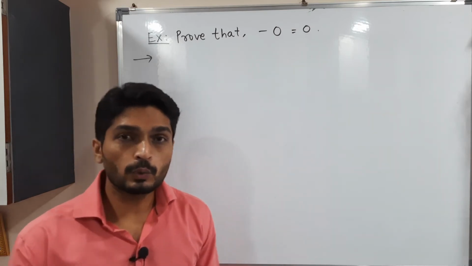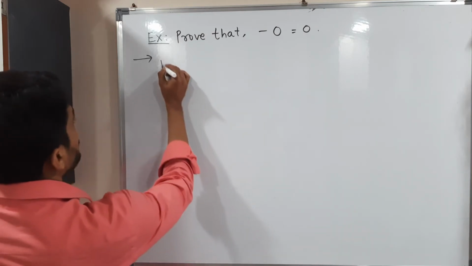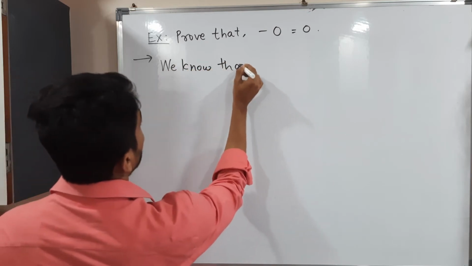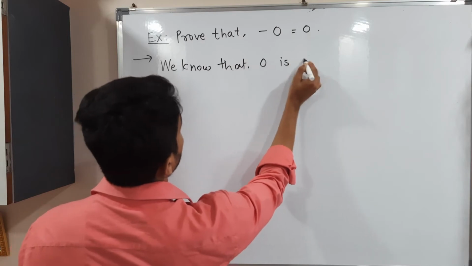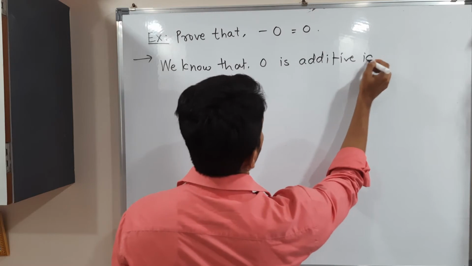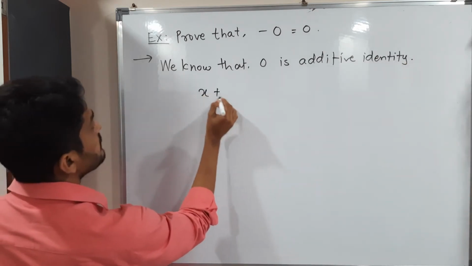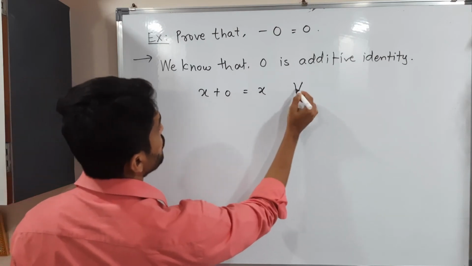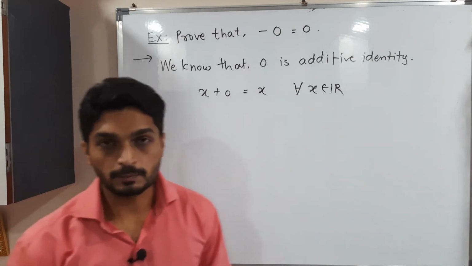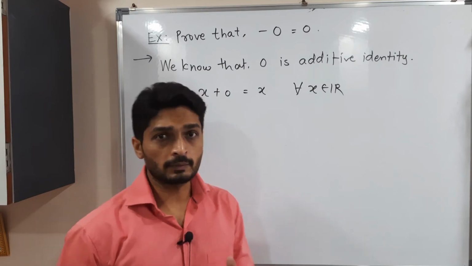Okay. So you know that 0 is the additive identity. That thing I am going to use. We know that 0 is the additive identity. That means if you add x to 0, you will have x, and this is true for all x belonging to R. So 0 is the additive identity, that's why we can do this. Getting? So in particular, I'm going to consider x is equal to 0.